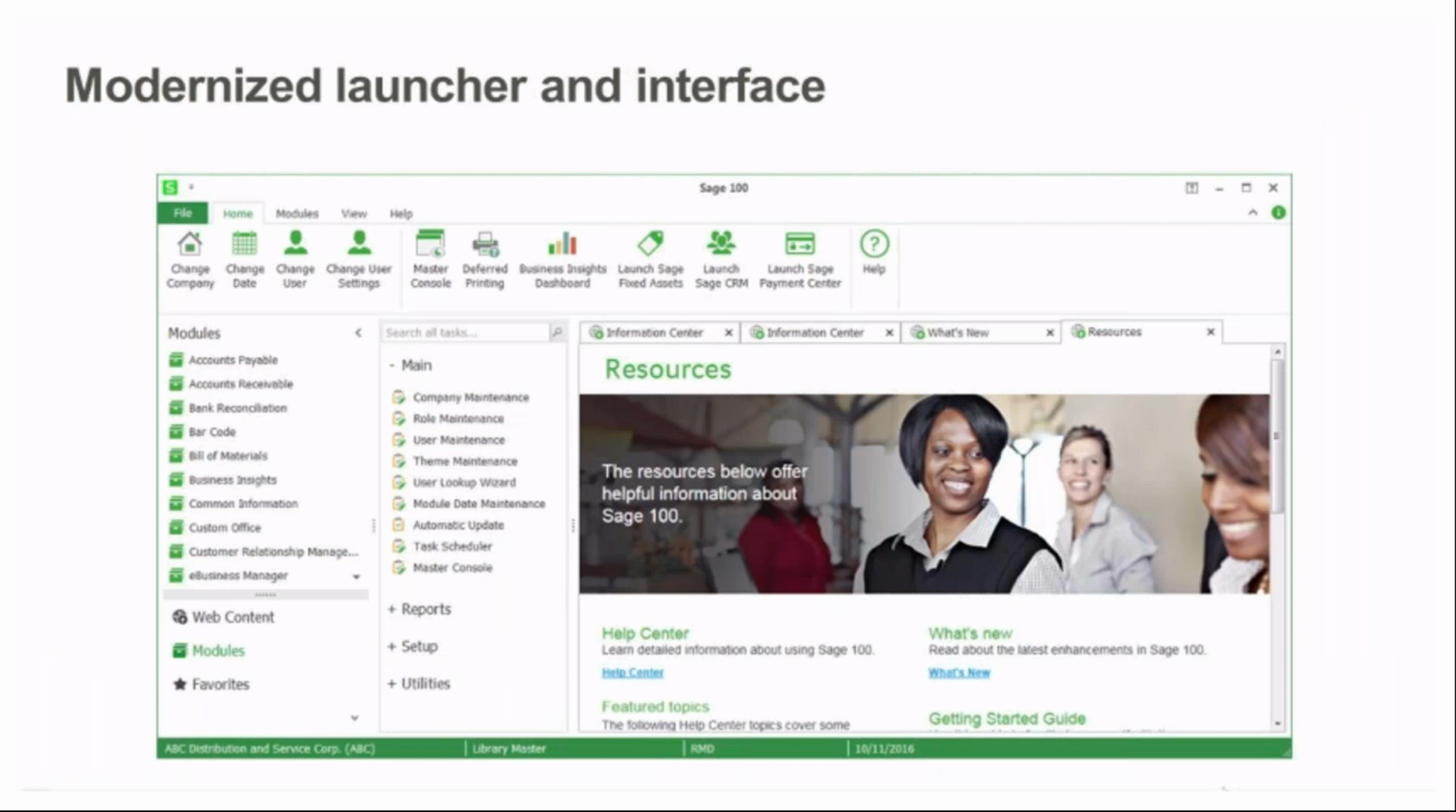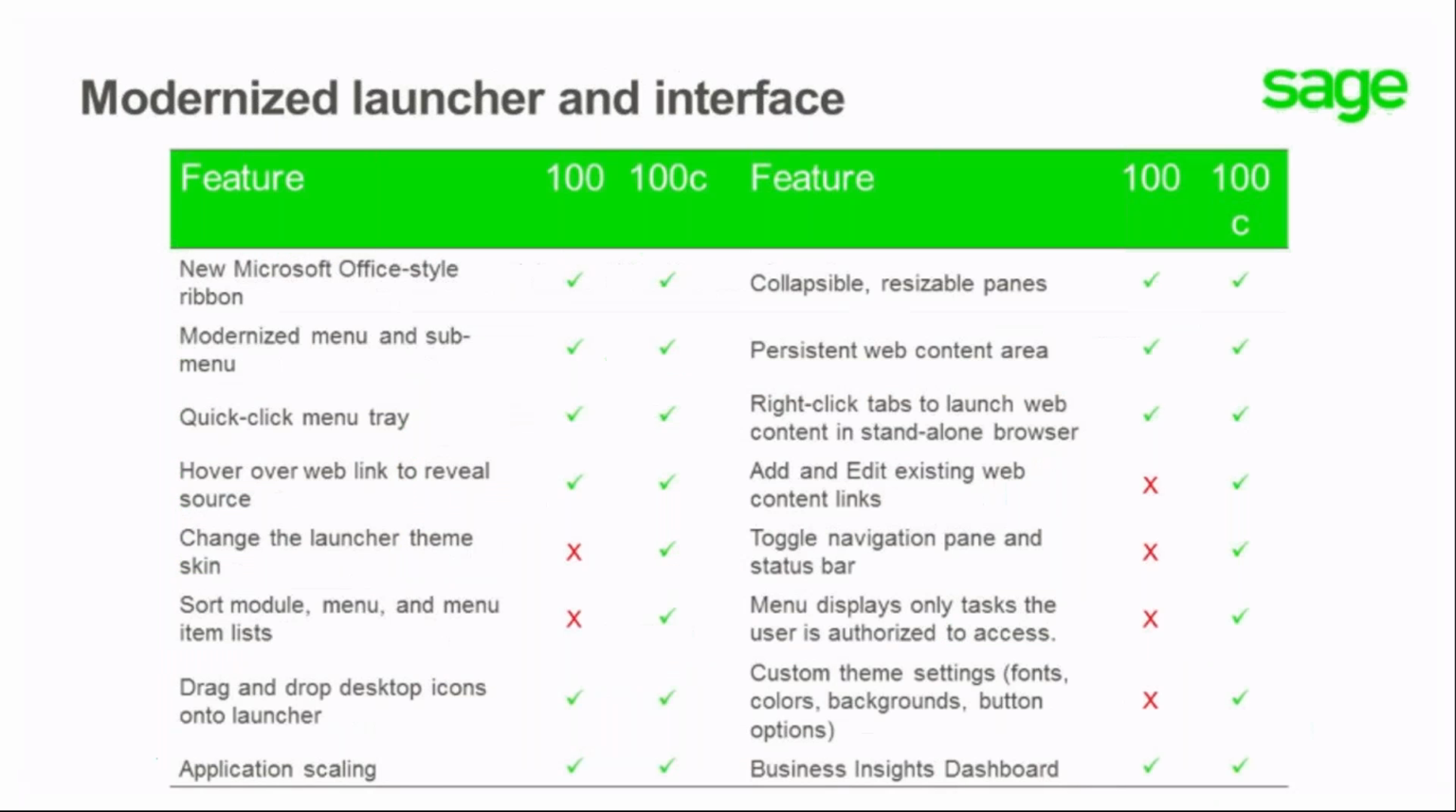To begin, there's a new launcher interface which was introduced in 2016, and it's now available for all users. So if you have 100C and if you have regular Sage 100, it will work for both for 2017. Some features will be dependent on which version of Sage 2017 you're using. If you look at this grid, some of them are included with Sage 100C, and some are just included with Sage 100.